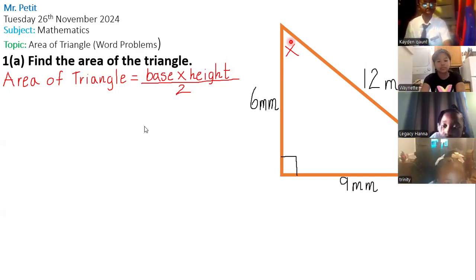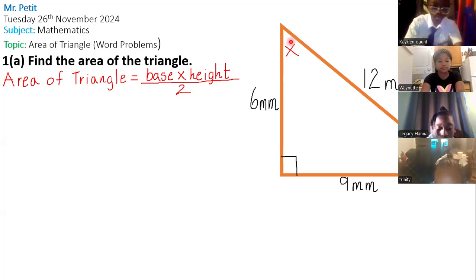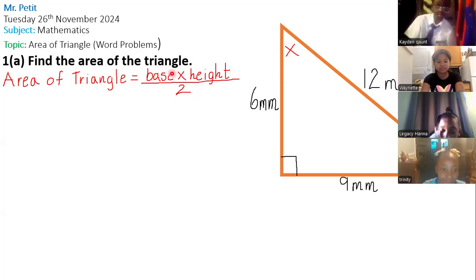Say it again. I can barely hear you. Base times height divided by 2, all right? So say that for me. Base times height divided by 2. Very good. Base times height divided by 2.